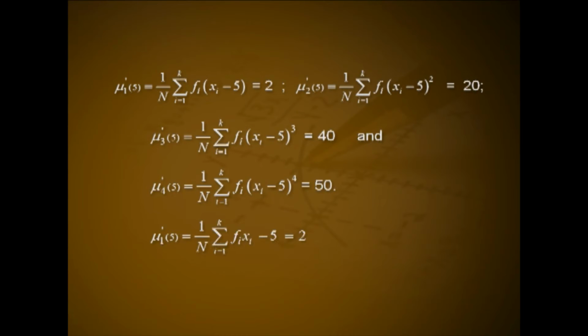Mu 1 dash about 5 is equal to 1 by n summation i from 1 to k f_i into (x_i minus 5), that is equal to 2. This implies x bar is equal to 2 plus 5, that is equal to 7.